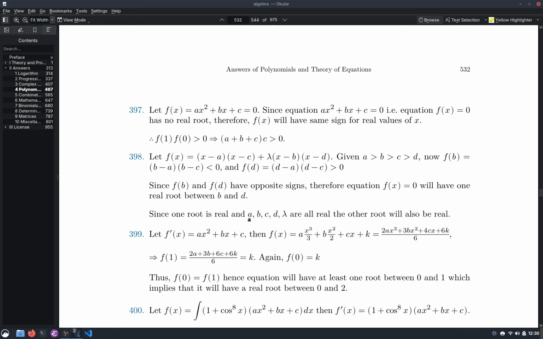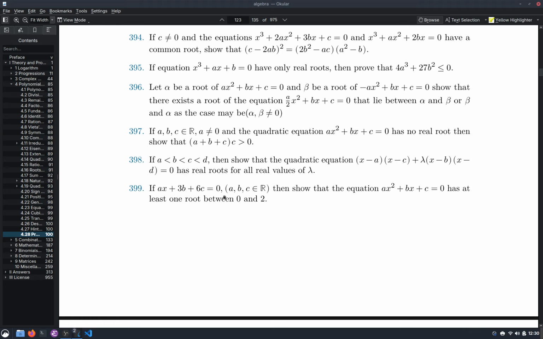Since one root is real and a, b, c, d, lambda are all real, the other root will also be real. Because non-real roots, that is complex and imaginary roots, always occur in conjugate pairs. So if one root is real, the other will also be real.